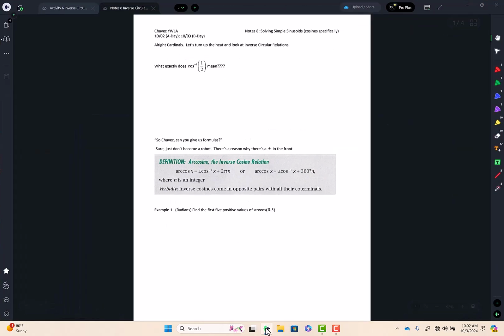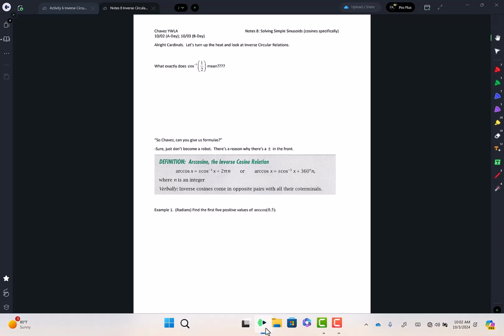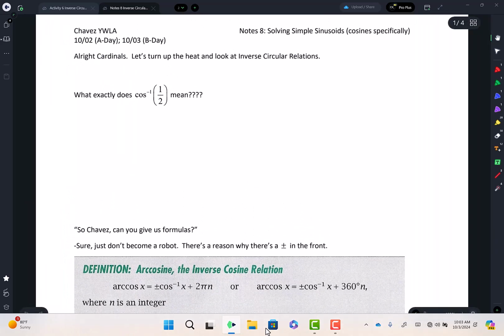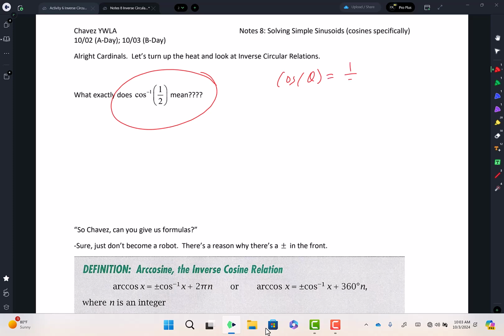from the unit circle. Is that still fresh in your mind? Are we still okay with that or no? All right. So you saw this question on that unit circle, and at the time we just said that this means cosine of some angle equals a half.